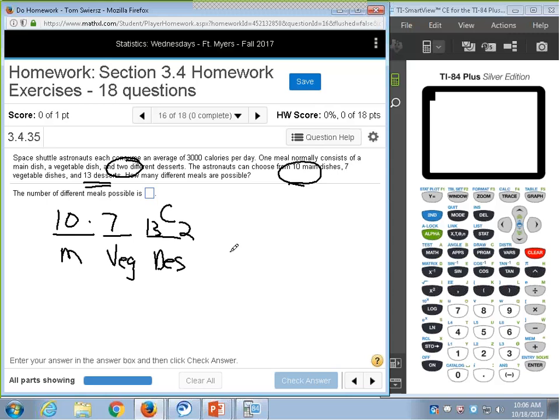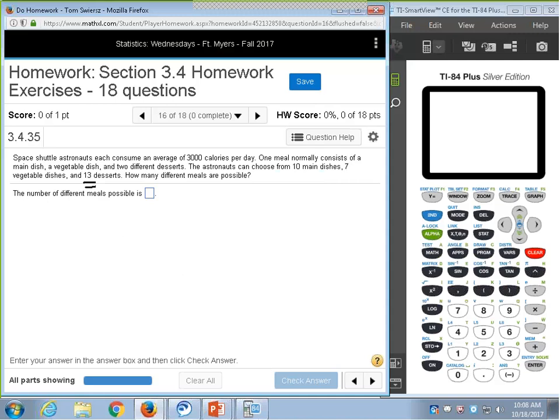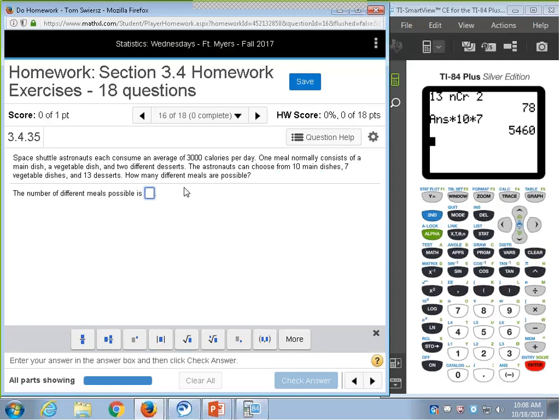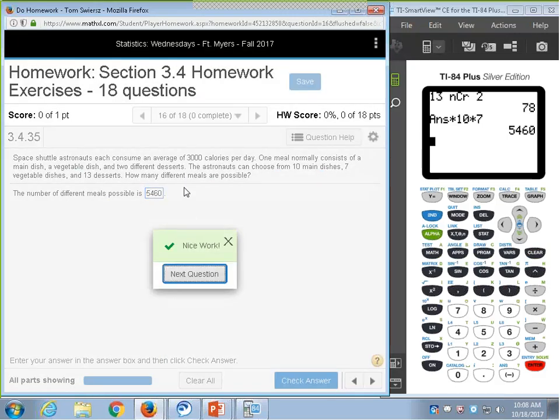So be careful. Okay? So what you get is, you can first do, if you want, 13C2. 13 math probability C 2 is 78, and then times the number of main dishes, which is 10, times the number of vegetable dishes, which is 7, right? That's what we had, so it would be 5,460. Okay? Make sense?